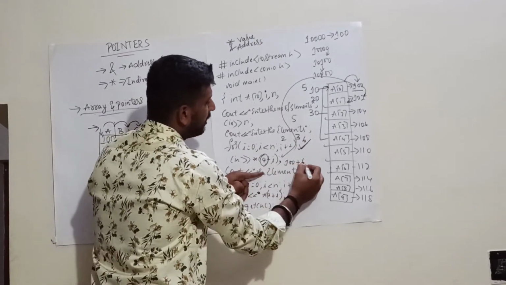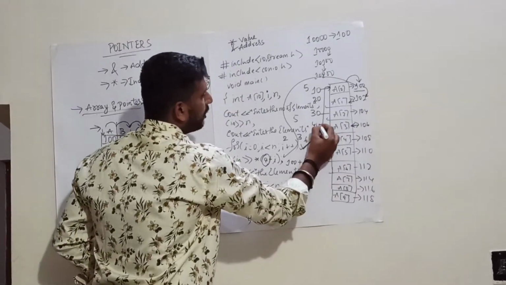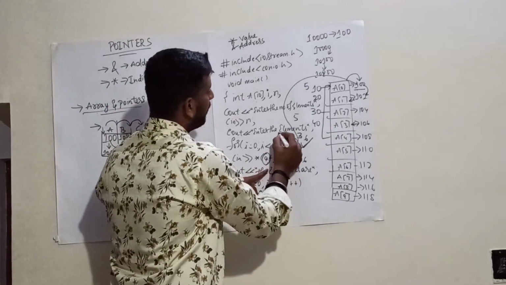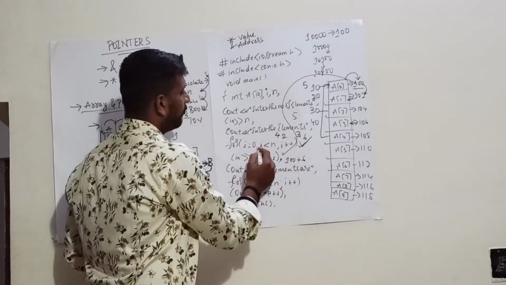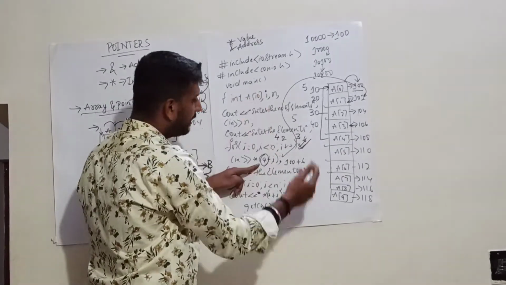So 100 plus 6, it is nothing but 106. So this is the address. Here I am storing the value that is called as 40. Next again, I value gets incremented. I value now becomes 4. 4 is less than 5. It is true. Again, you are entering the next element.